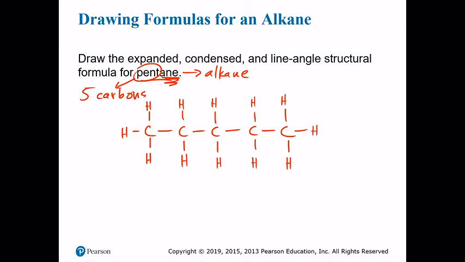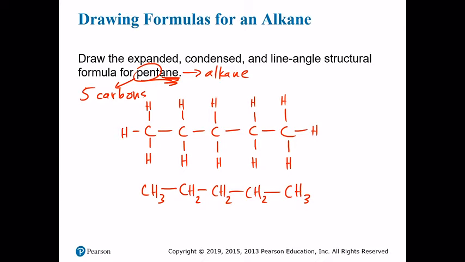To turn this into a condensed structural formula, we can just take each carbon and simply write the number of hydrogens that are attached to it next to it. So this first carbon has 3 hydrogens bonded to it, so we say CH3. And then we can draw the bond to the next carbon, which has only 2 hydrogens attached to it, so it's CH2. The next 2 are just the same, CH2, CH2, and then the last one is, again, a CH3.